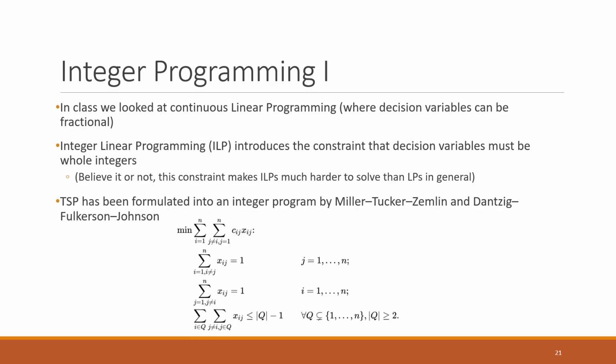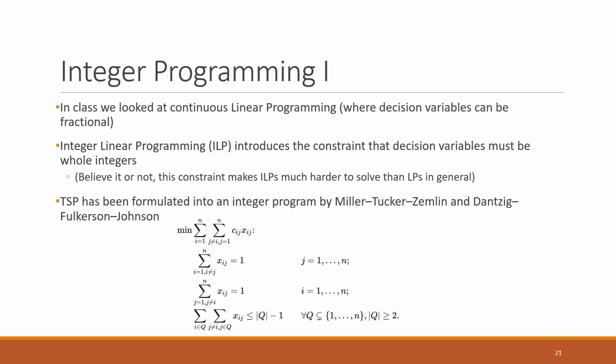The reason that I mention integer programming is that TSP has been formulated into an integer program by Miller-Tucker-Zemlin and Dantzig-Fulkerson-Johnson. This image below is a DFJ formulation, where Cij is the distance between vertex i and j, Xij is the decision if we actually use the edge, and we use 1 to mean that we use the edge, or 0 to mean that we do not use the edge.